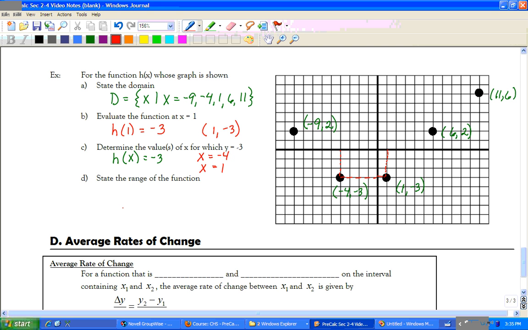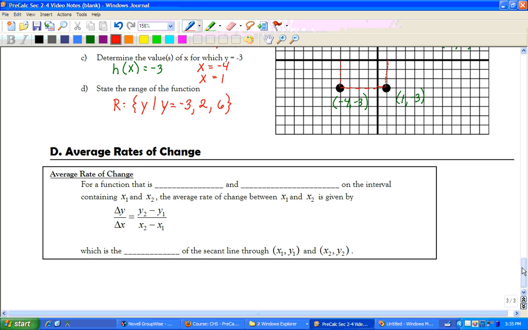And then the next question, state the range. So now we're looking at the y values for all of our points. So range is y such that y is equal to, and again we're going to start down here at the bottom, and we see that our first value is -3, and there are 2 points that have that, but we're only going to list it once. Our next y value up is at +2, and then our last y value is at +6. So we only have 3 values of the range.